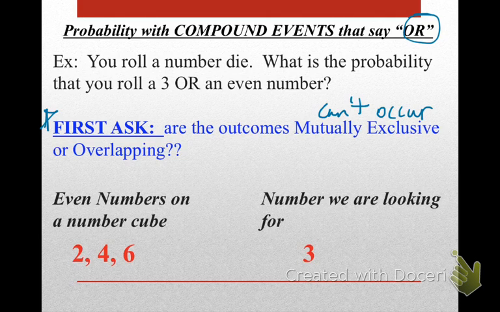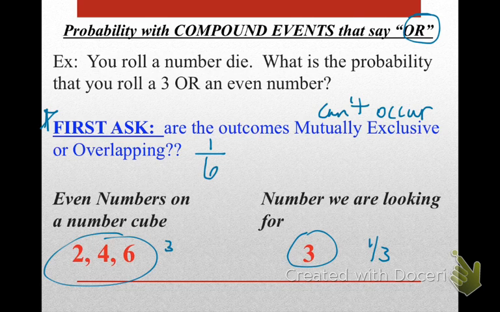So the example says you roll a die. What's the probability that you roll a 3 or an even number? So think about how many chances you have. On a die, you have one chance to roll a 3. So we can express that probability as 1 out of 6, because there's one number 3 on a die out of 6. And then an even number, there are 3 even numbers on a die. So that's 3 possibilities out of 6.